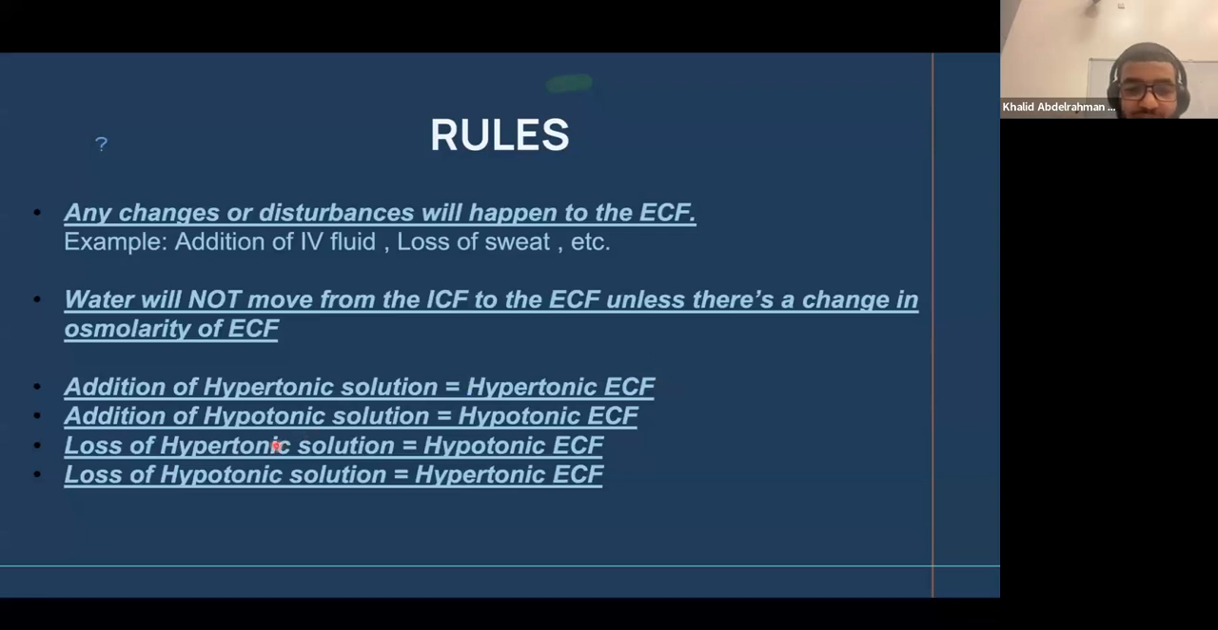And then the same goes for addition of hypotonic solution. And when you lose something, you leave behind the opposite thing. So if you lose hypertonic, then you leave behind a hypotonic. If you lose hypotonic, then you leave behind a hypertonic. So this is very important. You guys get this point?